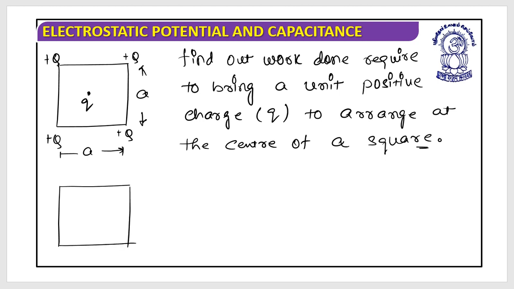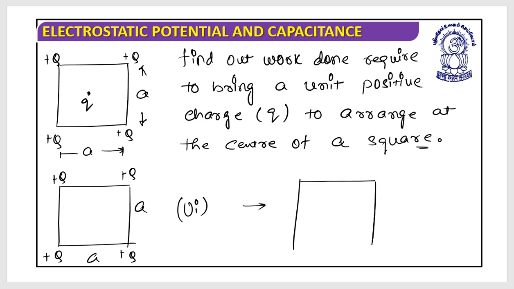This should be my initial system having this many charges: q, q, q, q, and their separation is a. Then this system is going to transform like this: q, q, q, q, and at the center a charge q would be there. So this would be the final configuration, and now you just need to make the UF and UI, and the remaining stuff can be done. Yes, so let's do it very quickly.